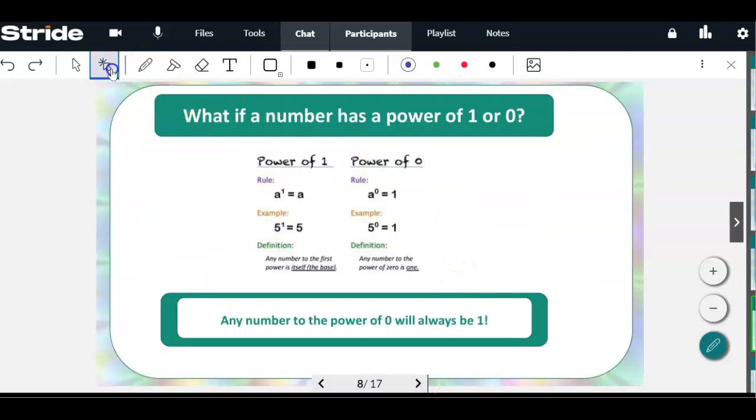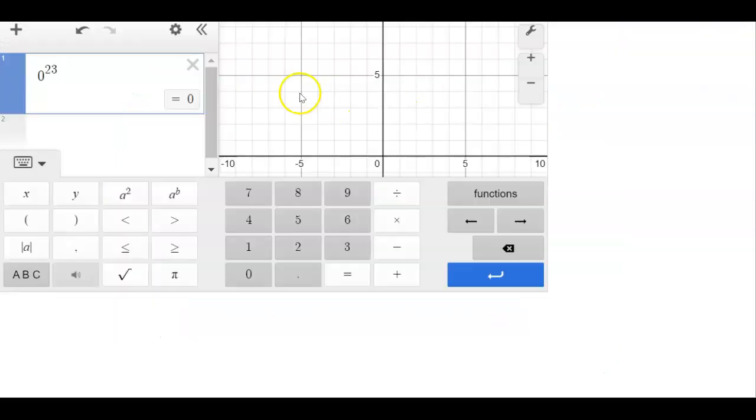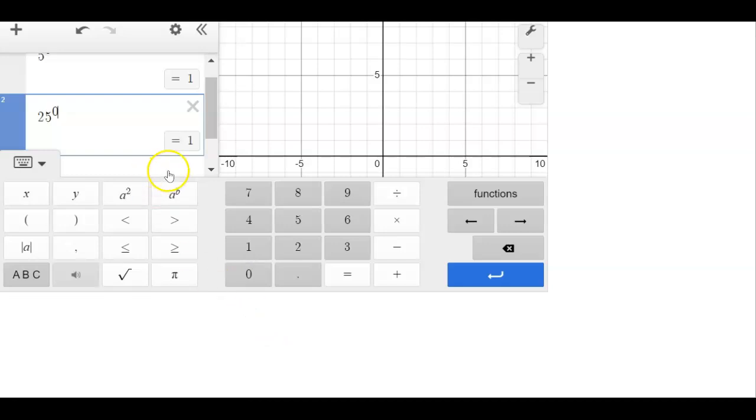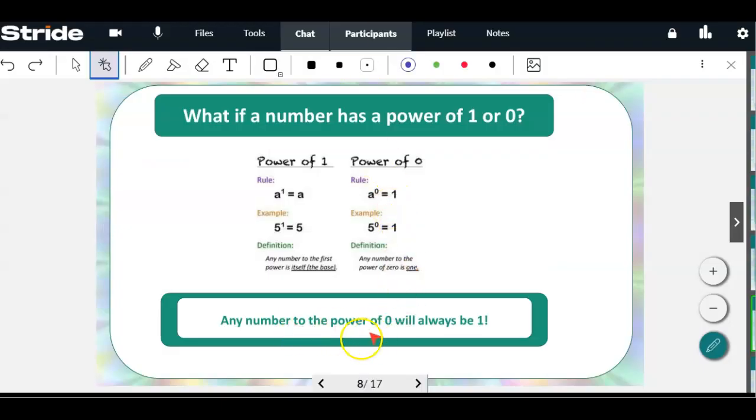So what about when you have a power of 1, which we just did, to the first power? It's just that number. And that's every time. You raise a number to the first power, it's going to be that number. But look at this one. Any number raised to the 0 power will be 1. Let's look at that real quick on the calculator. I have 5. I'm going to raise that to the 0 power. It's 1. It doesn't matter even if I did 25 to the 0 power, it's 1. It's always going to be 1.